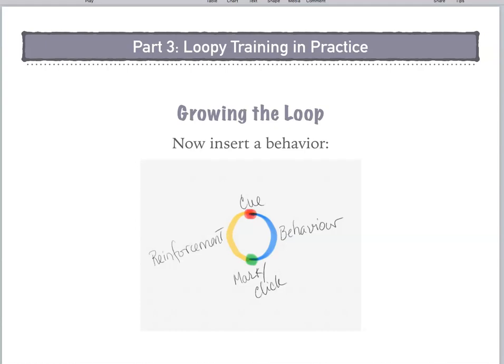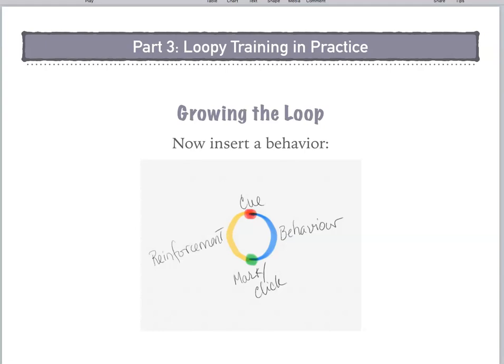Okay, so now we have our basic anchor loops created. They're fluent, they are clean, our feeding loops. It's time to put our loopy training into action. So we do this by growing the loop. So think of your loop, click feed.